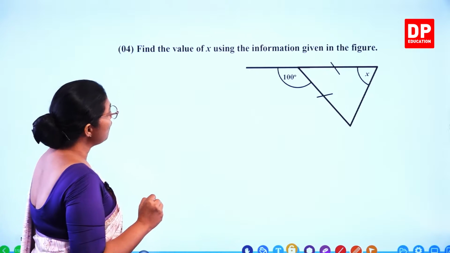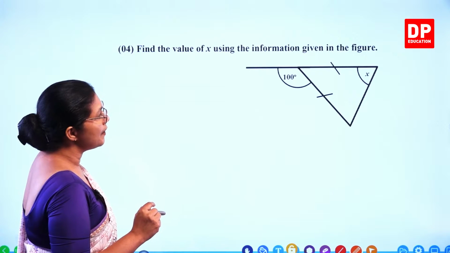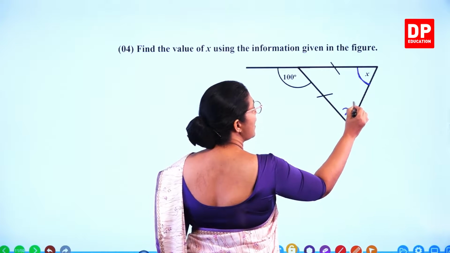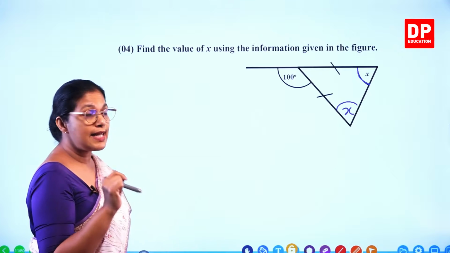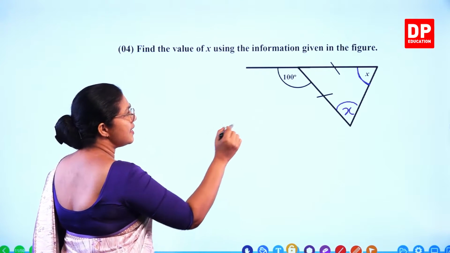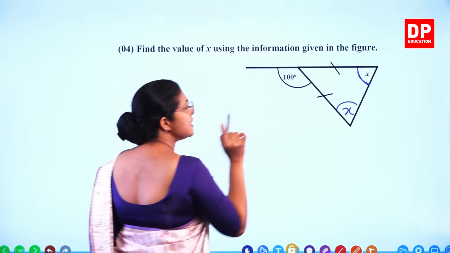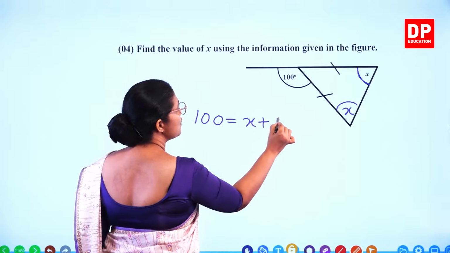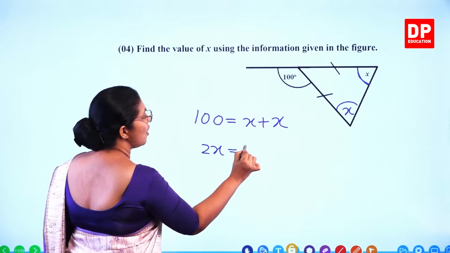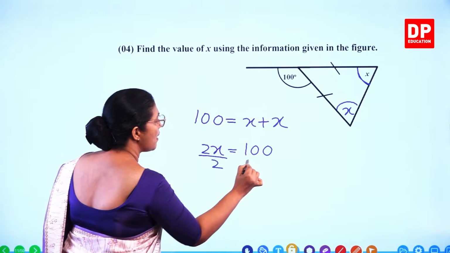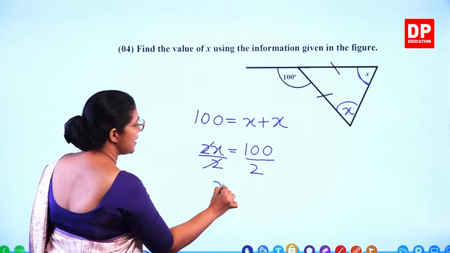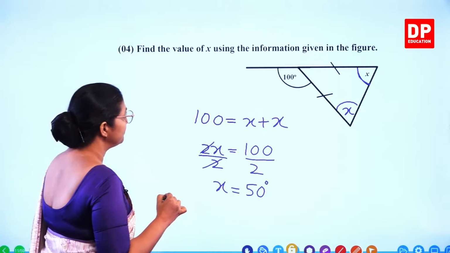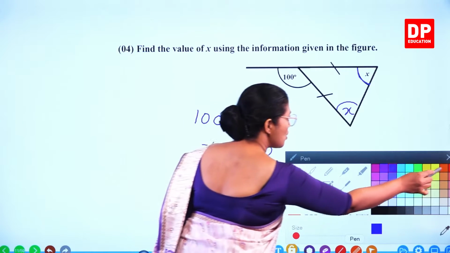Question number 4, find the value of x using the information given in the figure. So this is an isosceles triangle. These two are equal. If this is x, this is also x. Now what is this angle? That's the exterior angle. What's the rule? The exterior angle is equal to the sum of opposite interior angles. So 100 is equal to x plus x. That means 2x. How do you find out x? Divide both sides by 2. X is 100 divided by 2. That's 50 degrees. You get 2 marks for that.